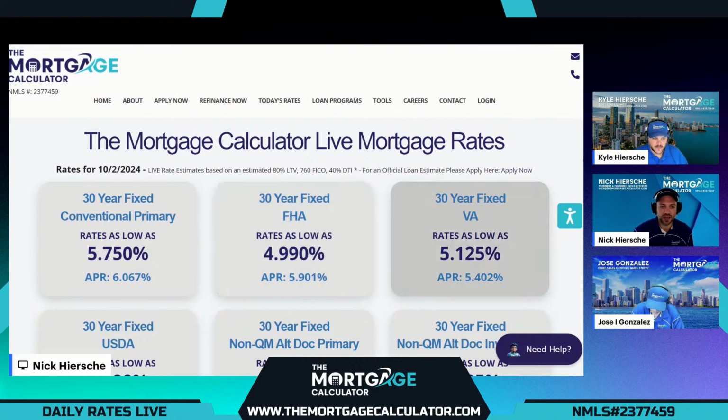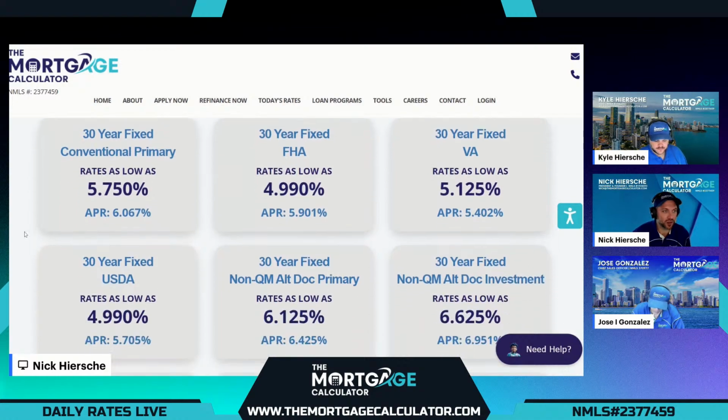And our VA options are only for our eligible vets and active service members. If you are eligible for these loans, these are amazing. Rates as low as 5.125 today. Final APR 5.402 with a standard funding fee. And notice this is going to be the best option when we compare it to FHA or conventional. A lower overall APR, definitely a good option for our eligible borrowers.